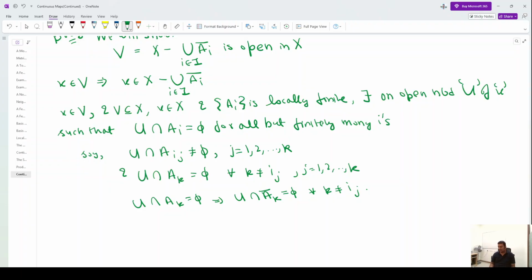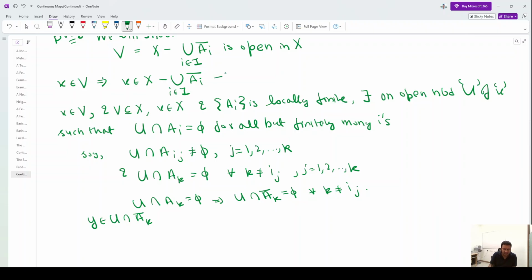So why will this be empty? You note that here you have, yeah, I think this is fine. So why will this be true, guys? Let's assume that this is non-empty. Okay. So say y belongs to U intersection AK closure. So what does it imply, guys?